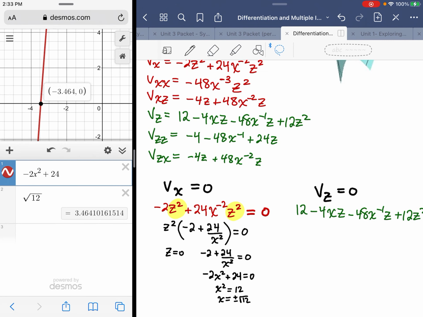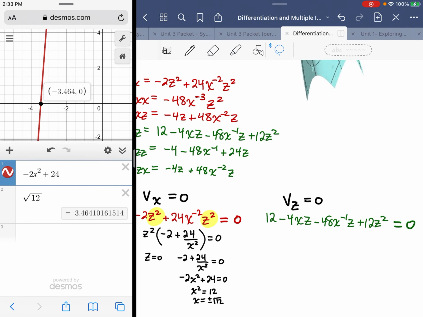All right, so what we can do, because again we have two equations with two variables, is we can go into our second equation and replace all of our z's with 0. So I'll highlight that. All right, and when I do that, just going right through and saying, okay, let z equal 0, you run into a contradiction.